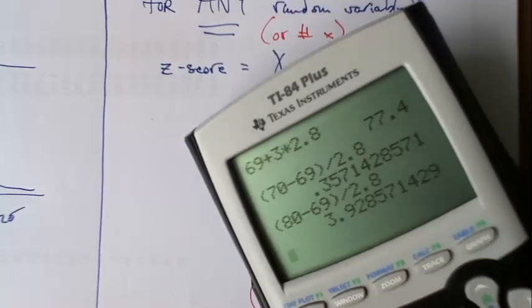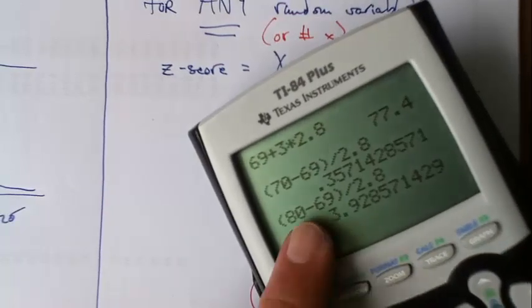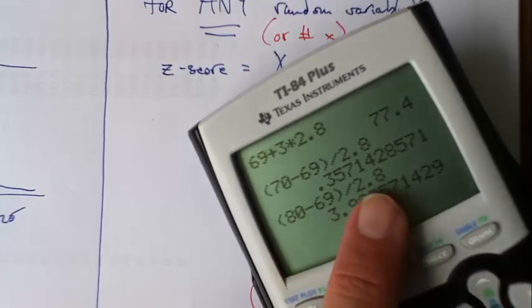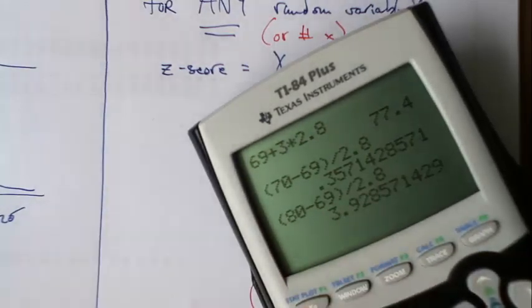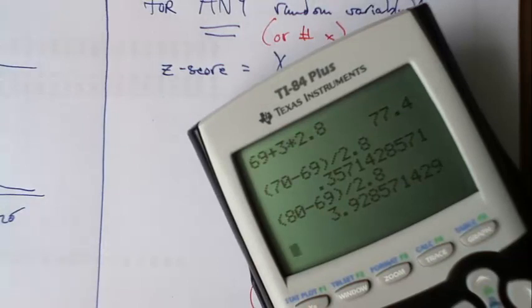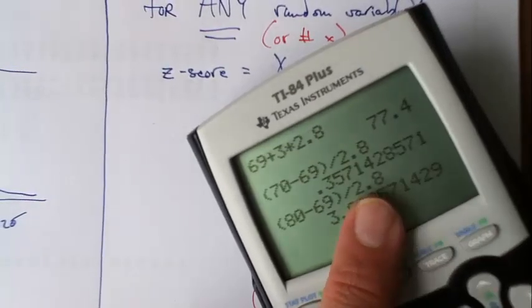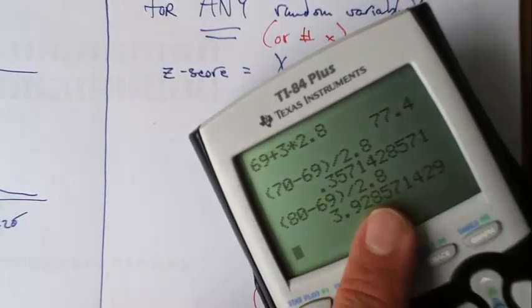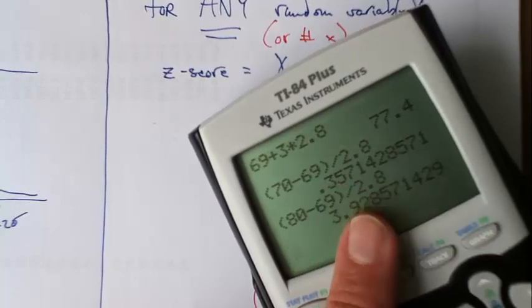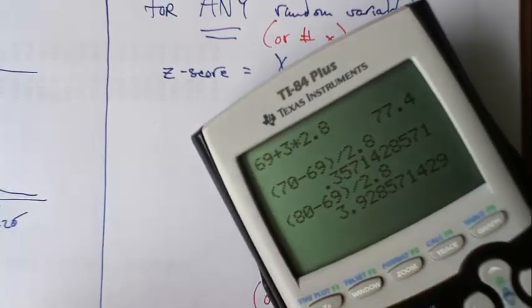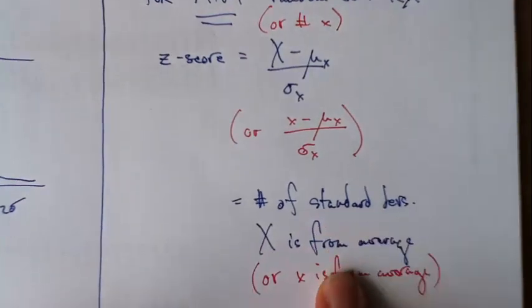There are no units on z-scores, because the numerator is going to have units of inches, and the denominator has units of inches. If there were units on z-scores, they would be in standard deviations. Standard deviation is not a proper unit, though, because it changes from problem to problem. All right, that makes some sense.